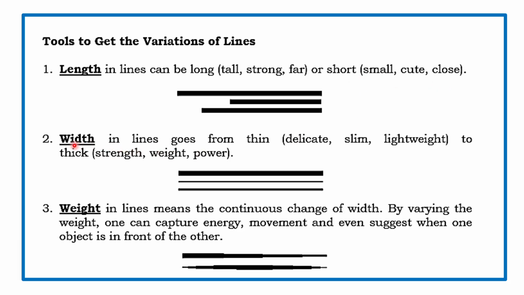The second one is the width. Lines go from thin, delicate, slim, lightweight to thick, which means strength, weight, and power. Weight in lines means the continuous change of width. By varying the weight, one can capture energy, movement, and even suggest when one object is in front of the other.